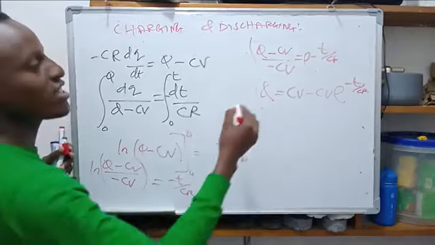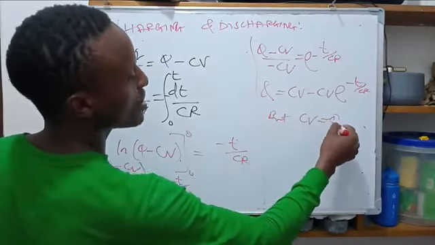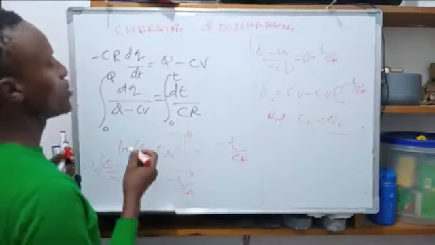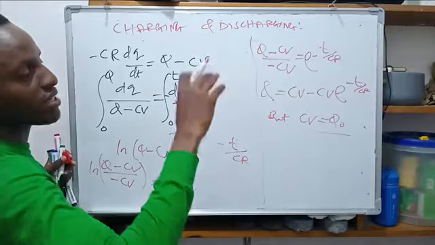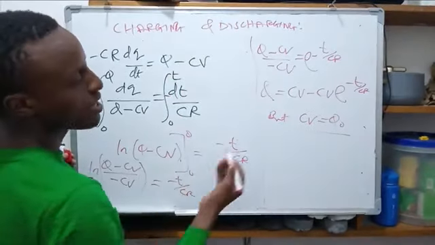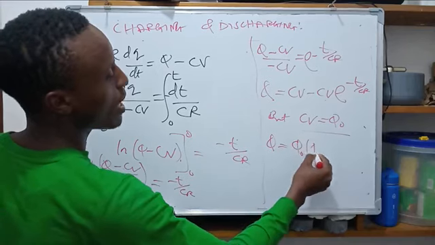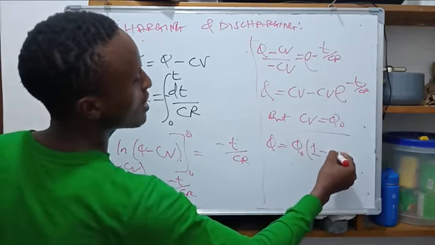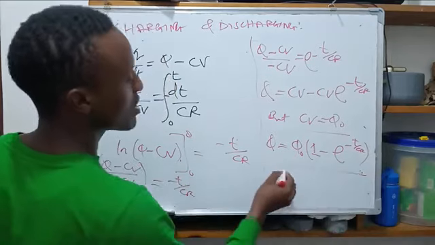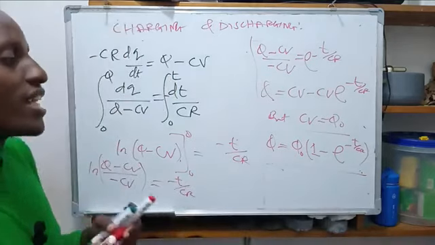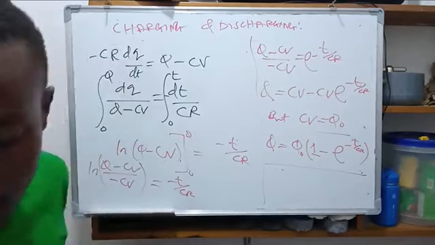So speaking about the charge at a given time, this CV was the initial charge, due to the potential in the capacitor and the capacitance of the capacitor. So Q at any time is equal to the initial charge times 1 minus e to the negative T over CR. That's what we can say about the charge of the capacitor at any time T when charging.